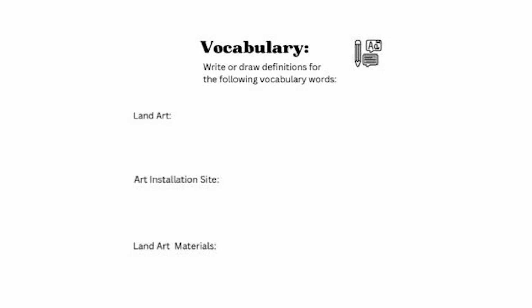Finally, on page 3, you and the students together will begin to define, discuss, and make sense of the following key ideas: land art, art installation sites, and land art materials. While discussing, students will take notes on what each of these are. They can even include drawings to help them keep track of their understanding that they can always refer back to later.